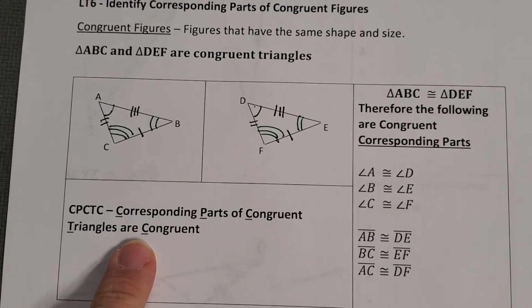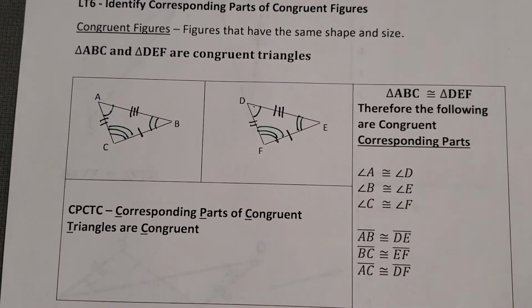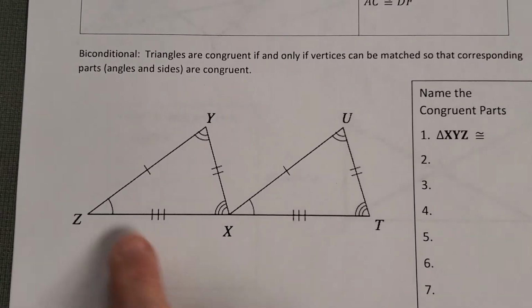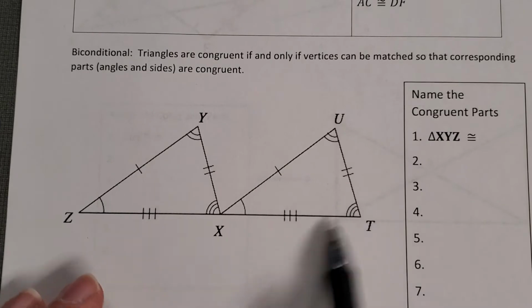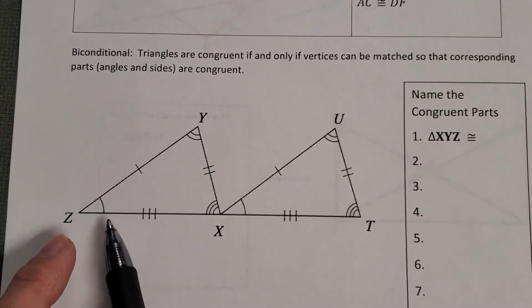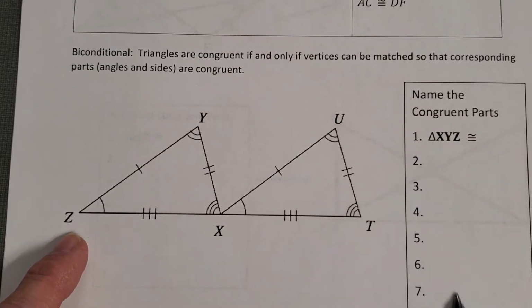And later we're going to talk more about corresponding parts of congruent triangles are congruent. We're going to learn more about that later, but today it's just about identifying the corresponding parts. So you'll see over here they didn't do the 1 tick thing, but I like to do it that way. So let's look. Here's 2 triangles. They're kind of connected at X, and we are going to list all the congruent statements.